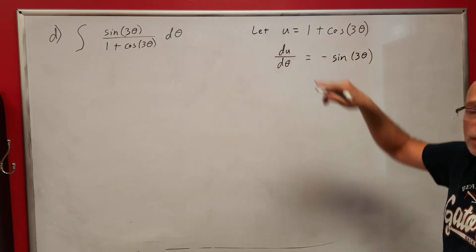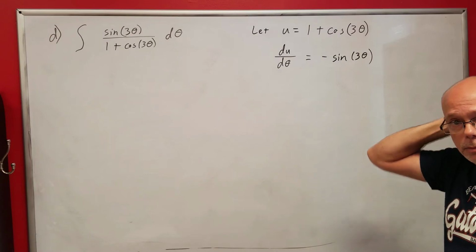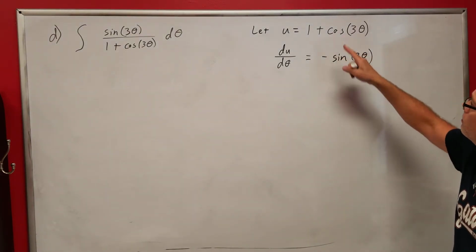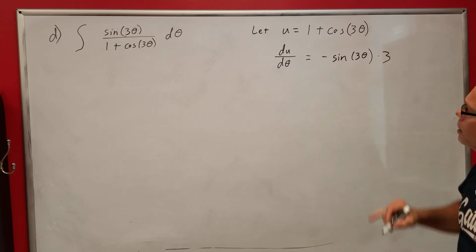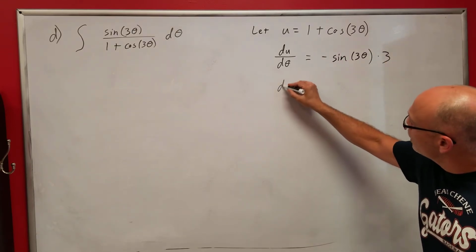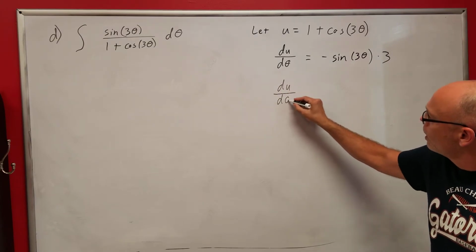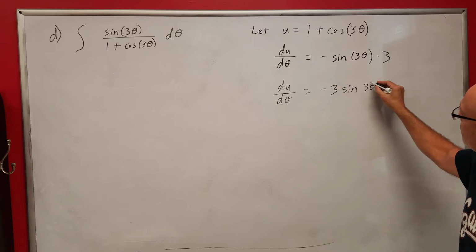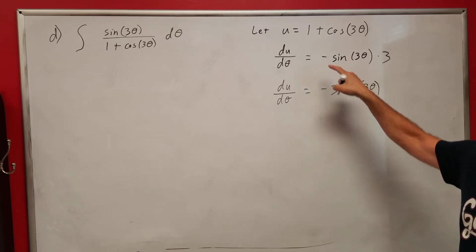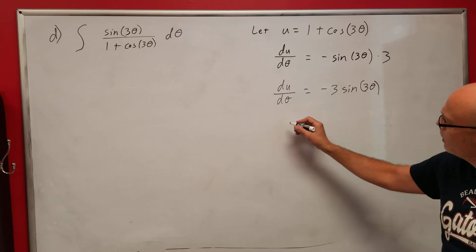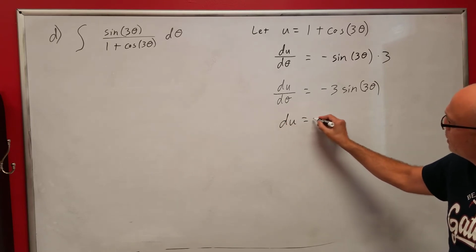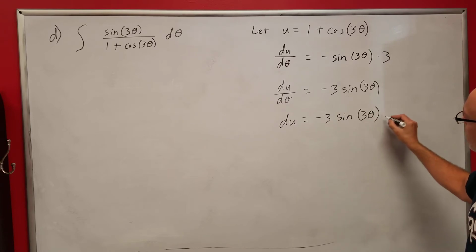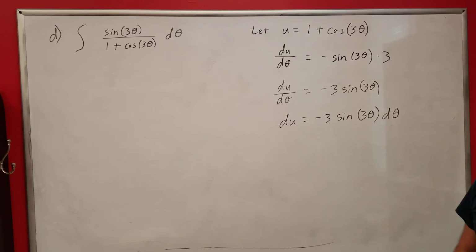Go ahead and write this part down now, okay? This is right. So go ahead and write this part down. So if I take the derivative here, I got to use the chain rule, so I'm going to say times 3. Or I can say du over d theta is equal to negative 3 sine of 3 theta. In other words, just put this over here. If I multiply both sides by d theta, I get du is equal to negative 3 sine 3 theta d theta, right?